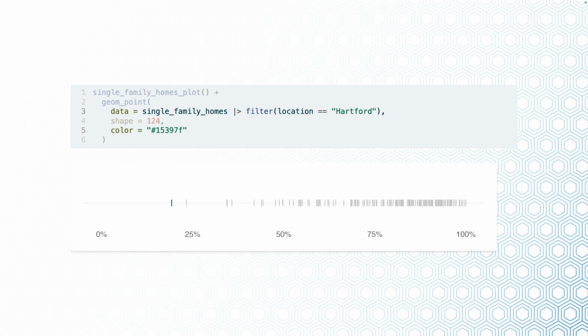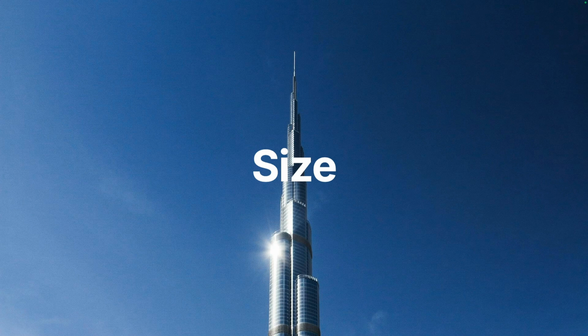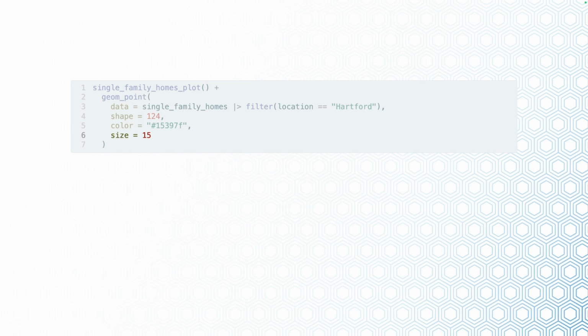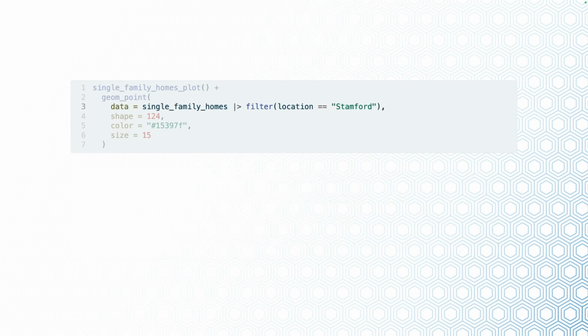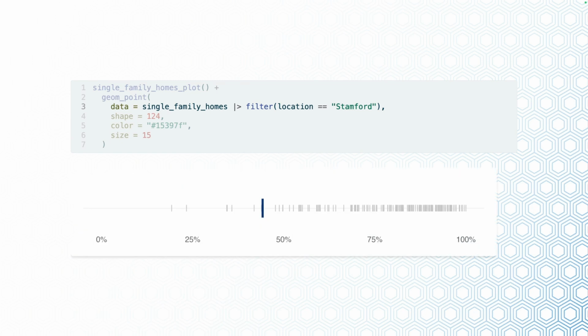You can see it's all the way to the left, but it might not be totally obvious. So one way we've made this more obvious is to use size. With size, we've said for the Hartford point, make size equal to 15. And that makes it a lot more obvious. You can do the same thing for Stamford, and that's obvious as well. It works for any town.